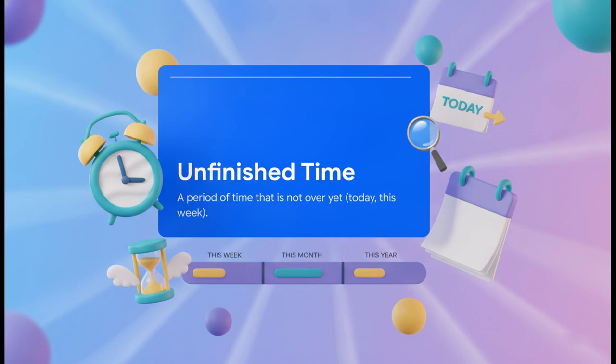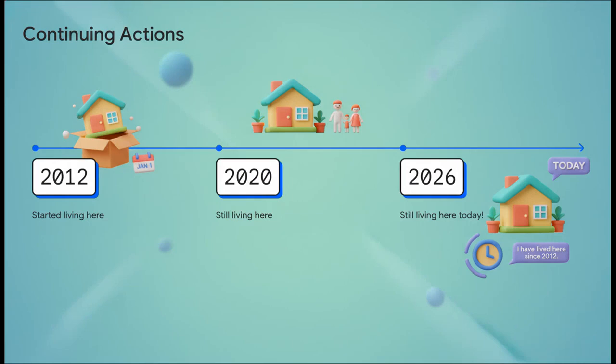Think of words like today, this week, or this year. This week is not finished yet, right? There are still more days left in the week, so the time is still happening. Let's imagine a timeline to really understand these continuing actions.